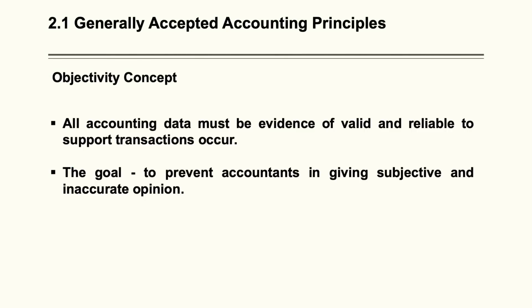Now we go into the second last concept, that is the objectivity concept. Concept keobjektifan. So according to this concept, all the accounting data must have valid and reliable evidence to support all the transactions that occur. So the main objective or goal is to prevent accountants from giving subjective and inaccurate opinions.